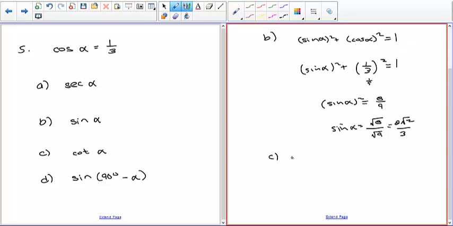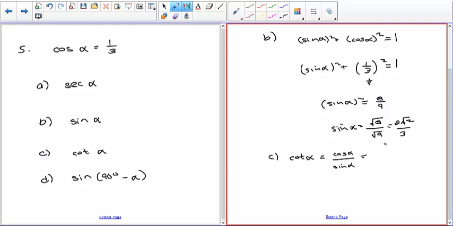The cotangent of alpha. So we've got the Pythagorean identity that relates the cotangent to the... well, actually we can use this one. The cotangent is the cosine over the sine. That's called the quotient identity.